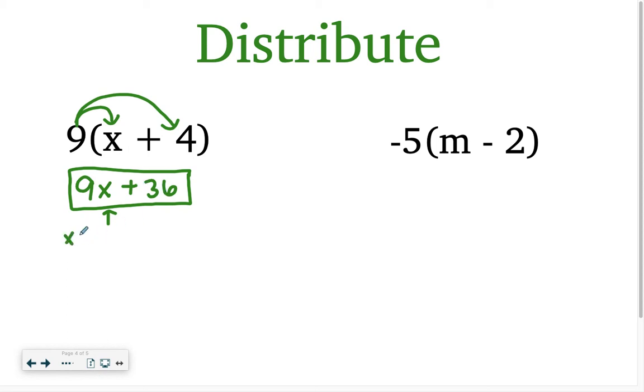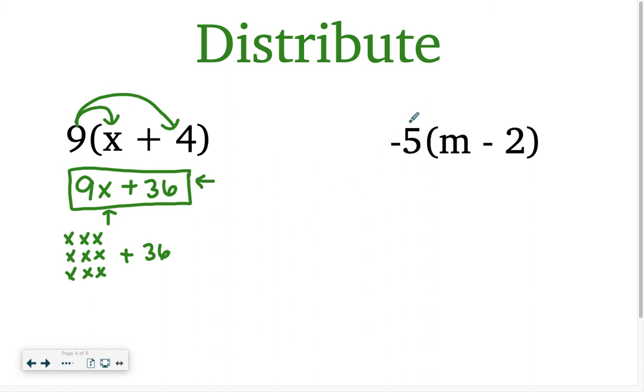That x is saying that I have 9 different x's written out plus 36, and I could rewrite 36 as a bunch of 1s, but you can see that those are not the same thing. I can't combine them, so this is my answer.